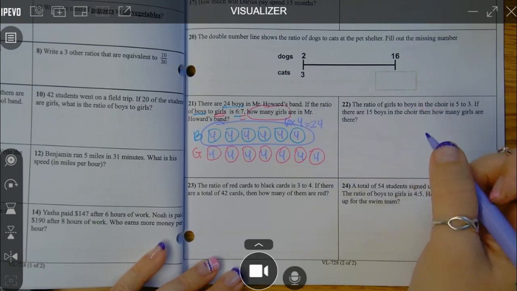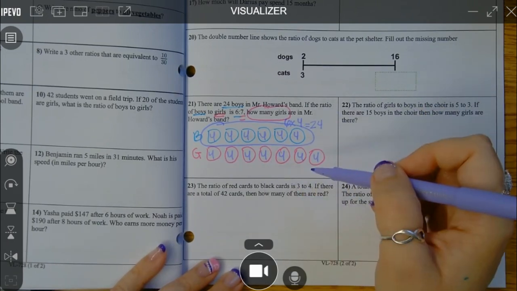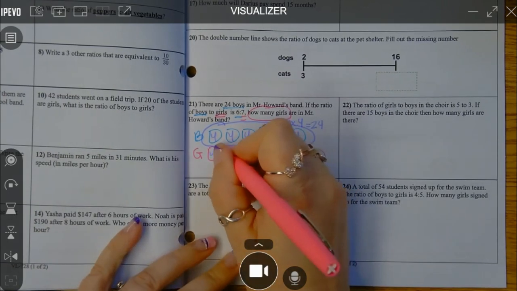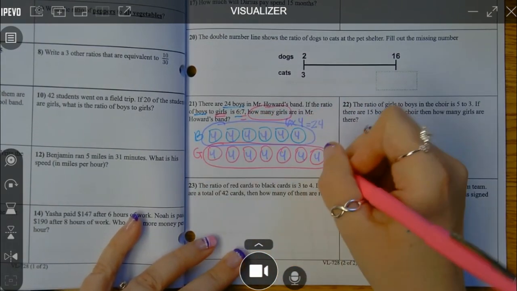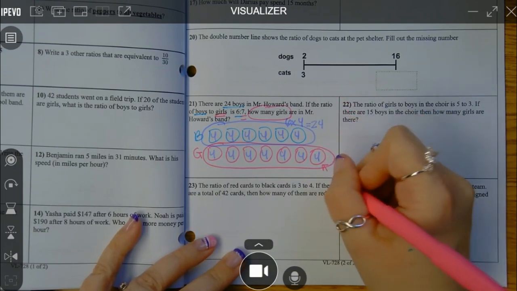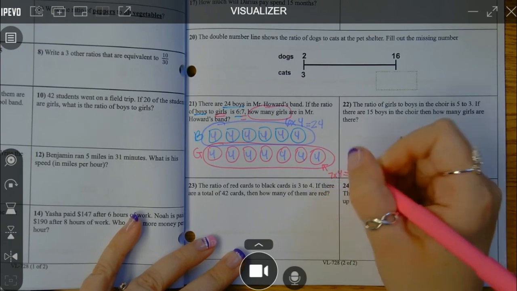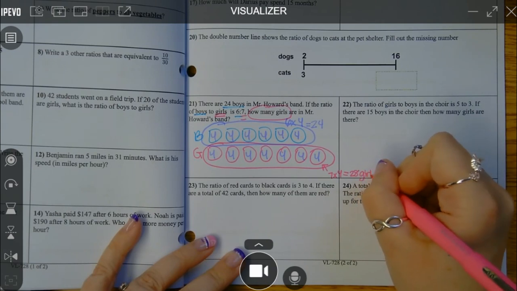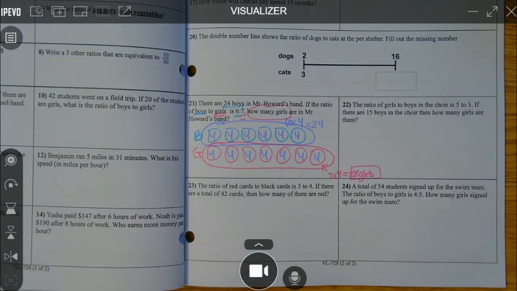Now that I have how much each one's worth, I can use that to answer whatever question they want. They're asking how many are girls. So I'm going to look at the boxes that represent the number of girls, which is right here. How many boxes are girls? Yeah, 7 boxes. And how much is each box worth? There's 4 inside of each box, so that's a total value of 28. So there are 28 girls if there are 24 boys because they're in a 6 to 7 ratio. All right, let's look at the next problem.